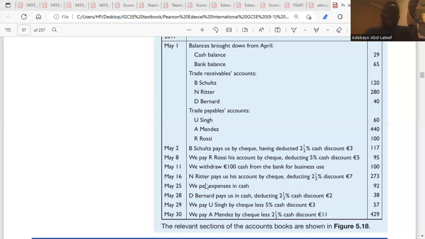And if we have any discount that we received, it's going to be on the credit side also. If we give discount to our customers, it's going to be on the debit side. If we receive cash from our customers, it's going to be on the debit side. If we receive check from our customers, it's going to be on the debit side. Is it clear? Any question about that? No. So that's all about cash book and ledger.